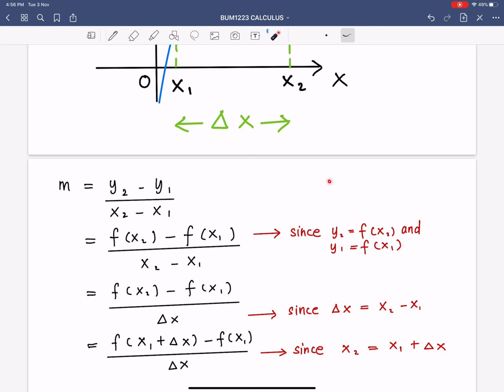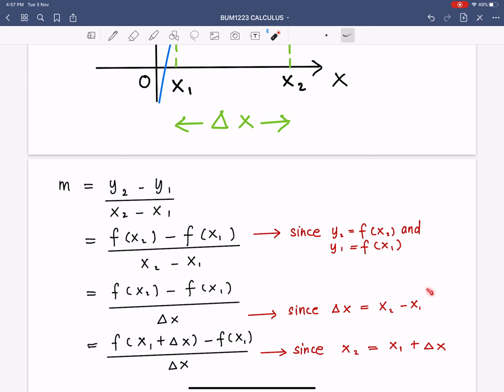As you know that y equals f(x), then y2 equals f(x2), and y1 equals f(x1). Therefore, this formula can be rewritten as this. Since delta x is the difference in x values, which is x2 minus x1, then this can be rewritten as this.